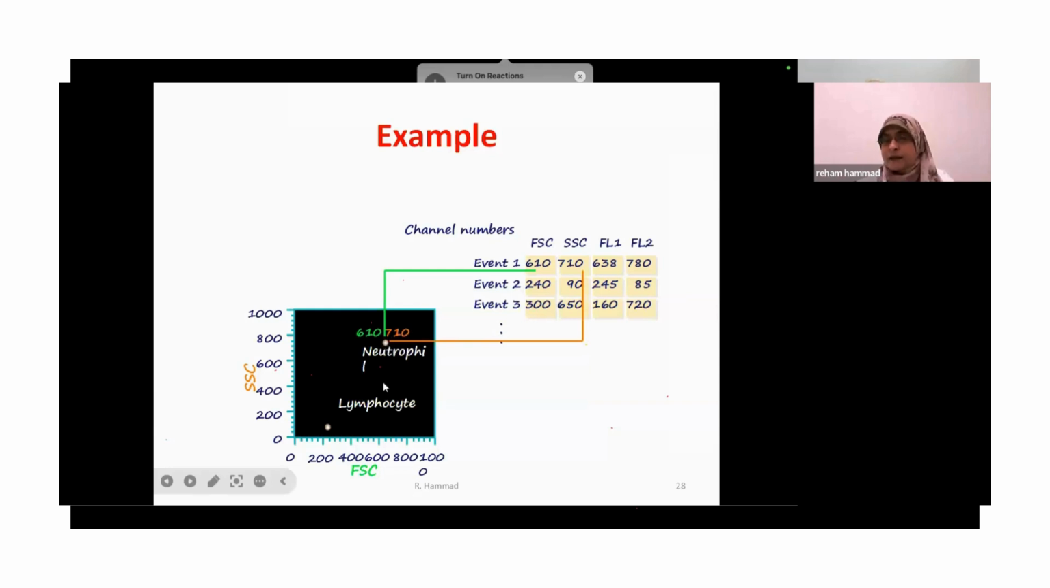The neutrophil is going to lie on the high side scatter and large forward scatter because it is granular and it is large in size. While the lymphocyte has very low forward scatter due to its small size, and it has a low content of granules.